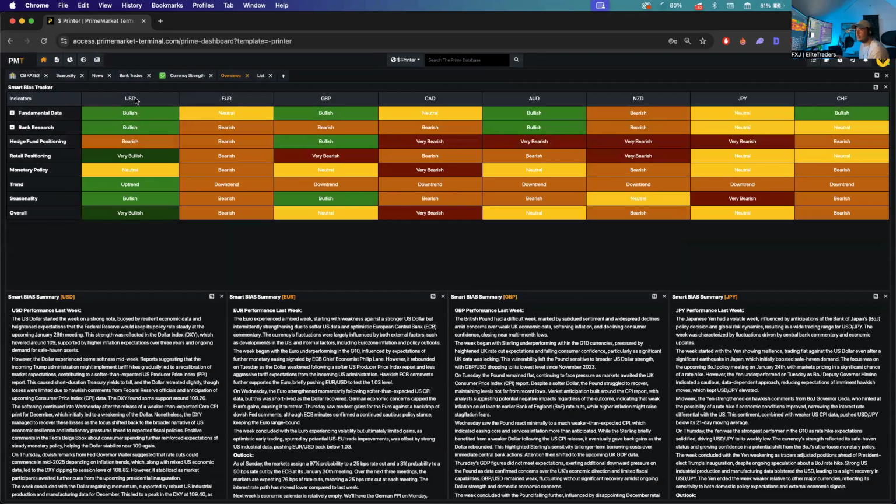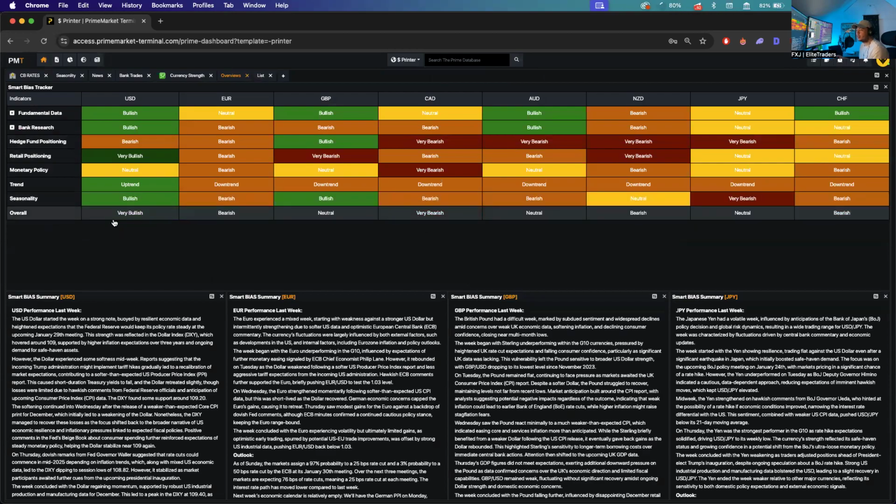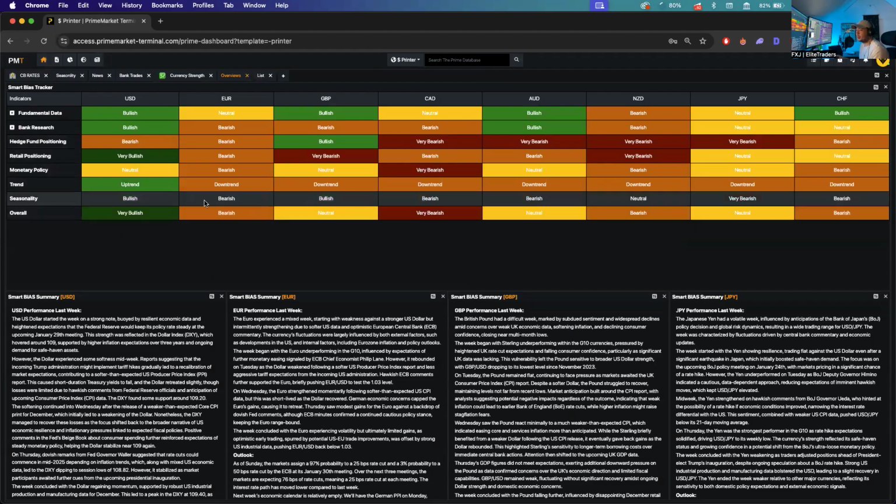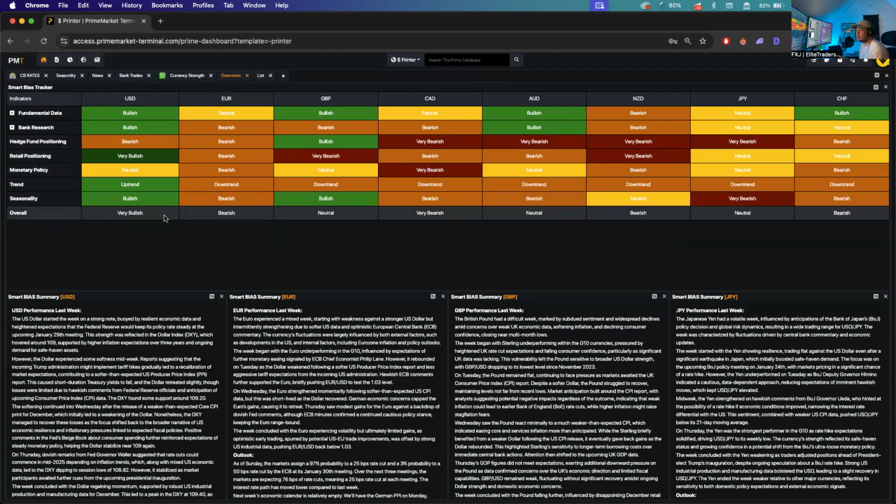So overall reading on the US dollar is very bullish. Euro is very bearish. Pound is neutral. CAD is very bearish. Australian dollar is neutral. New Zealand dollar is bearish. Yen is neutral, and the Swiss is bearish. So USD CAD on here makes sense to go long. Dollar Swiss longs as well are already in. Obviously Euro dollar shorts as well.